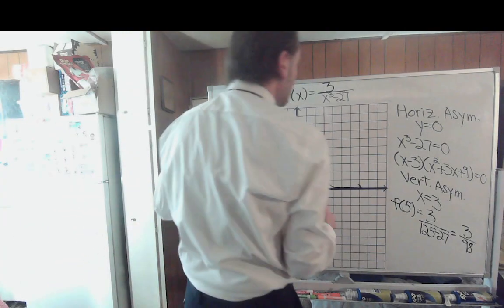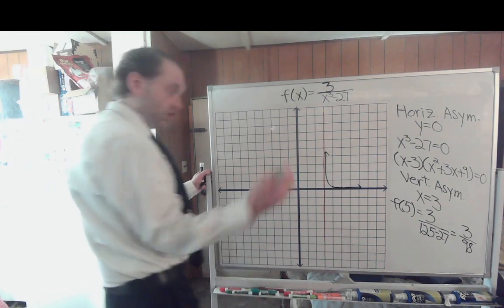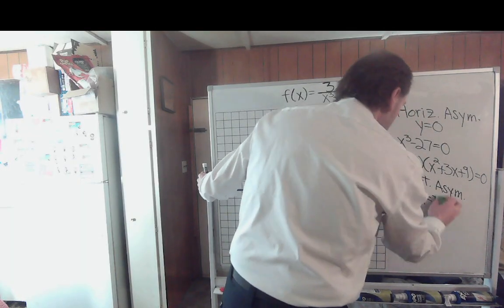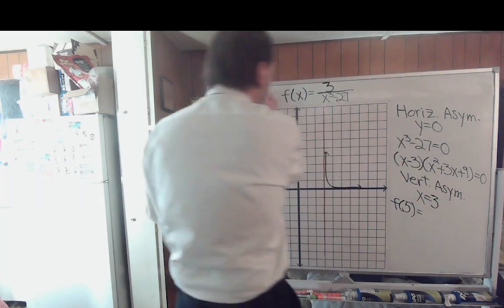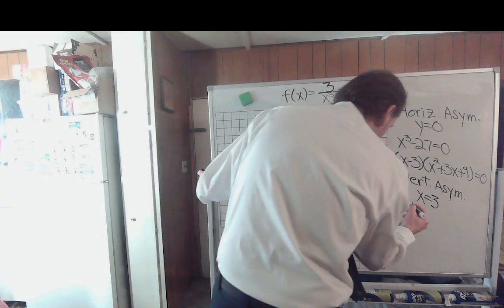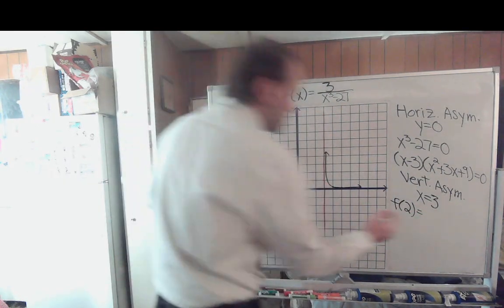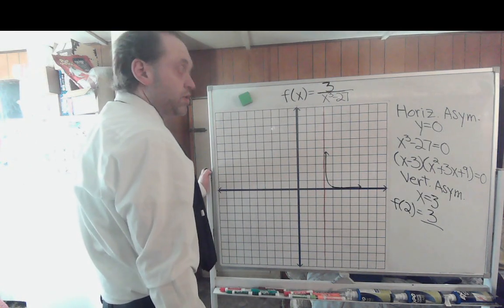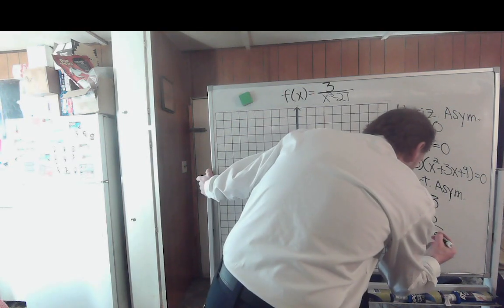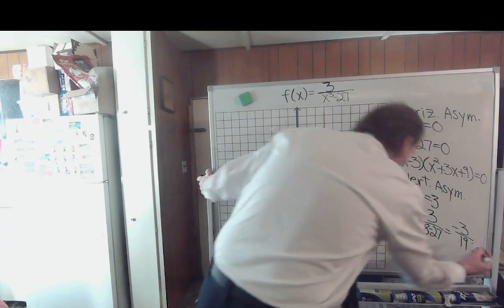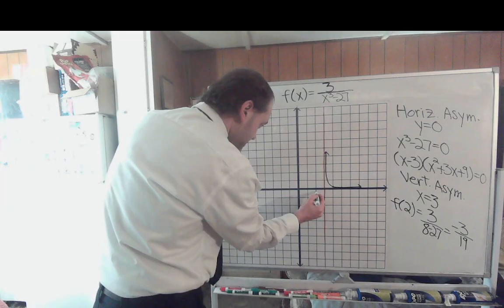Now, let's go to the left of x equals 3. We'll start with x equals 2. Whoops, I don't want to kill off the asymptote. We want to keep that. But what about when x equals 2? So f of 2. So at x equals 2, this would be 3 over, okay, now what's 2 to the third? Well, that's going to end up being 8, so 3 over 8 minus 27, which would turn this into negative 3/19 for when x is 2.